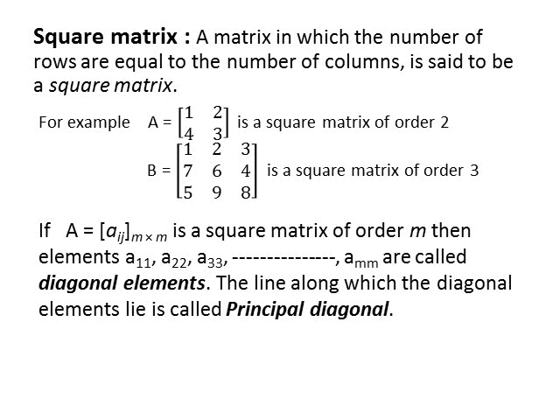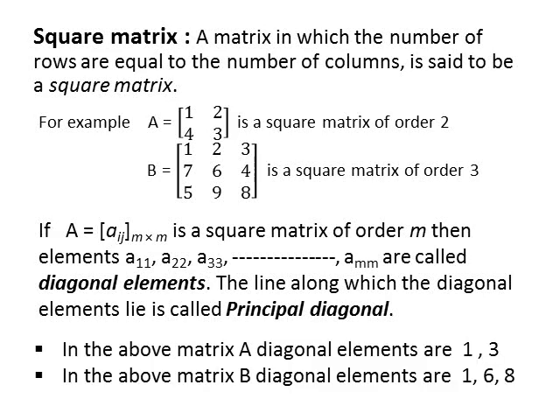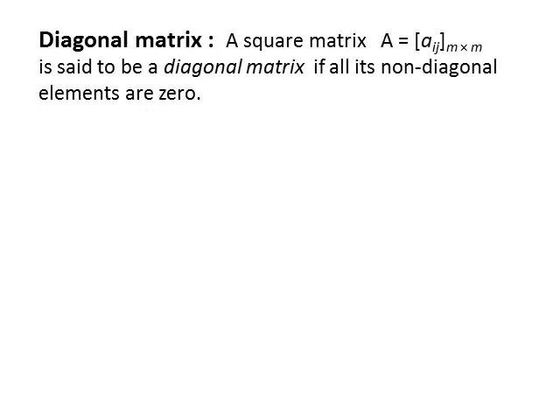If A is a square matrix of order m, then elements a11, a22, a33 and so on amm are called diagonal elements. And the line along which the diagonal elements lie is called principal diagonal. In the above example, square matrix A has diagonal elements 1 and 3 and square matrix B has diagonal elements 1, 6 and 8.